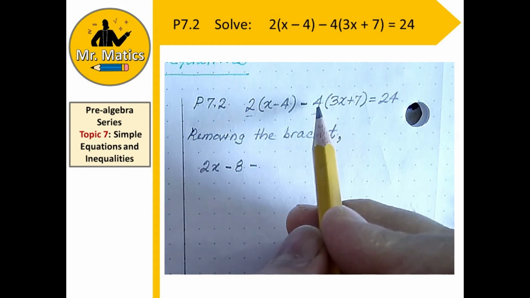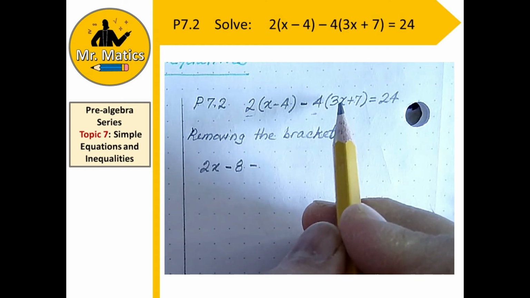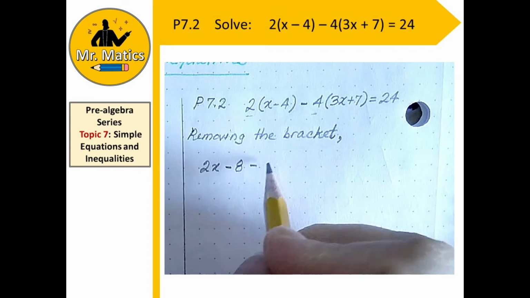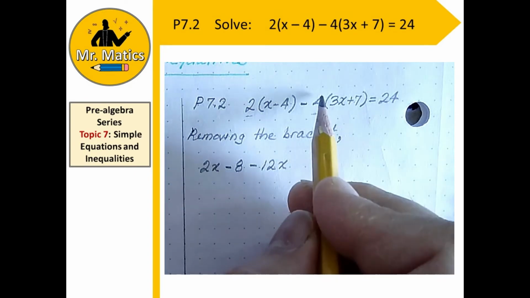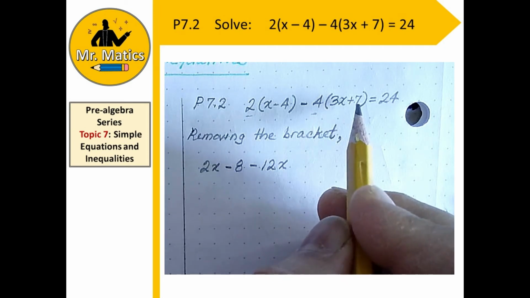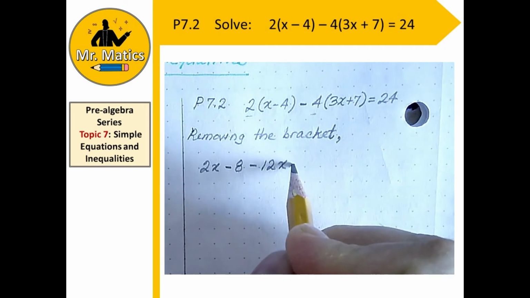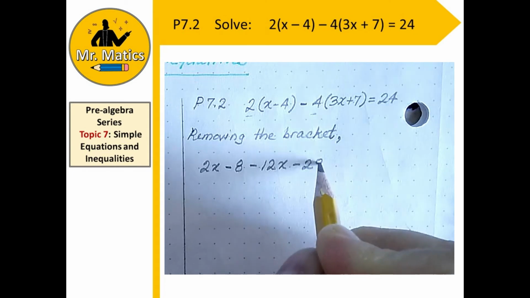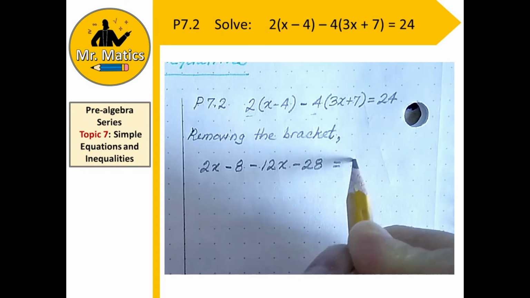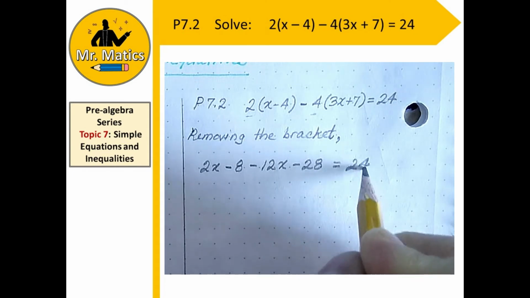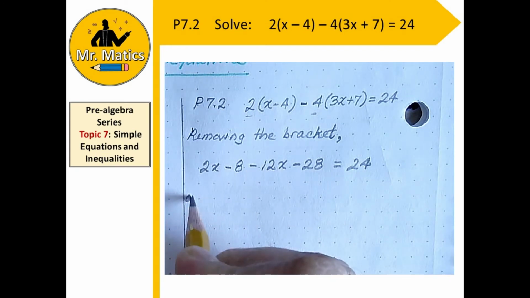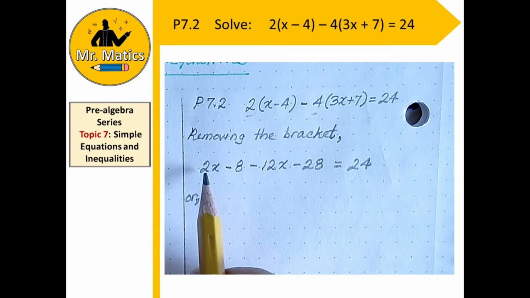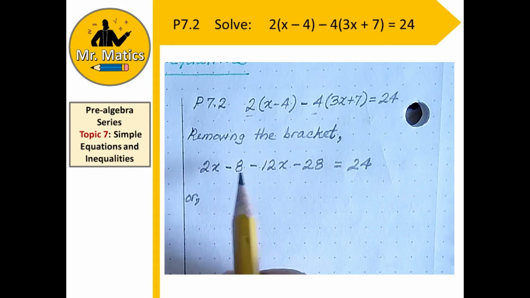Now minus 4 gets multiplied with 3x. That will give you minus 12x, and minus 4 gets multiplied with 7. That will give you minus 28. And on the right side, we do not do anything to 24, so it's just there. Now let's collect the like terms.